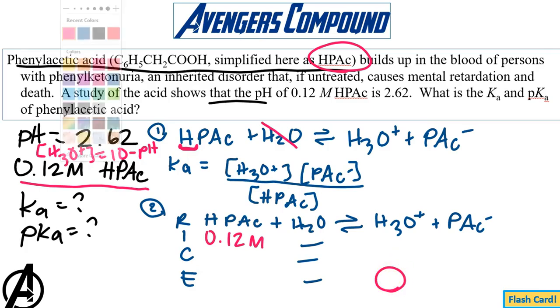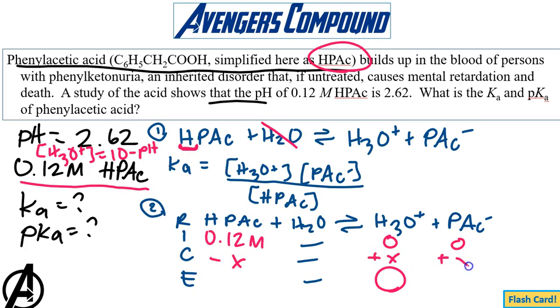Before we get there, let's go ahead and fill out the rest. So we're starting off with 0 initial amounts for our H3O plus and our PAC minus, which is the conjugate base. Our change is going to be minus X. This is used up. And then we're going to have plus X here, and plus X here. Next, we're going to have our 0.12 molar minus X. This is going to be plus X here. And this is simply X. And this is also simply going to be X as well.